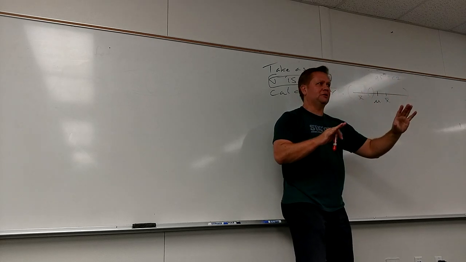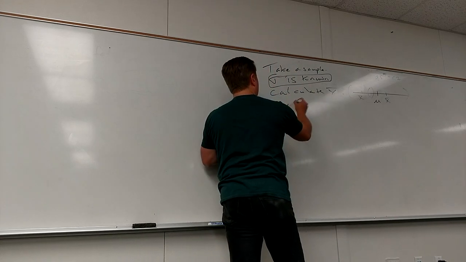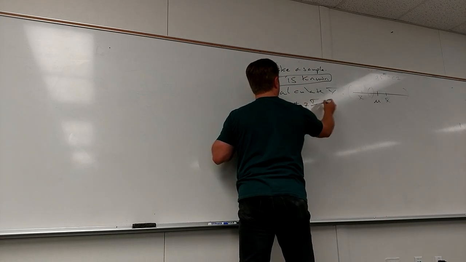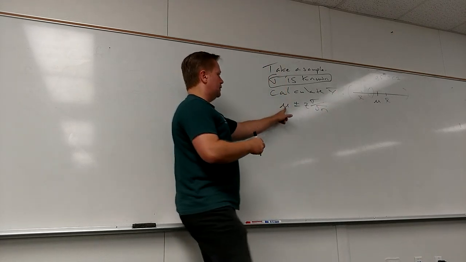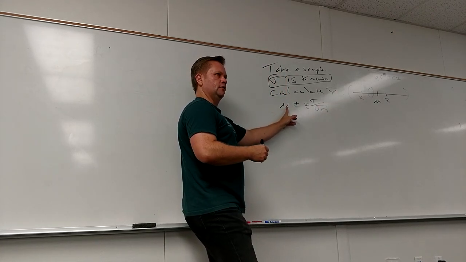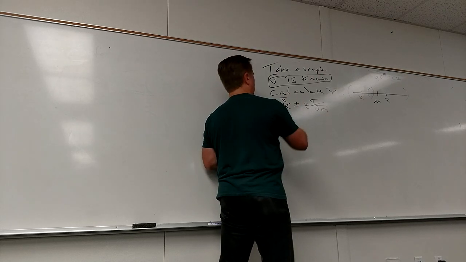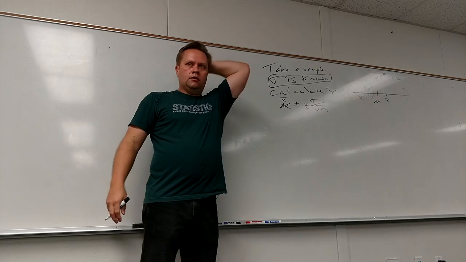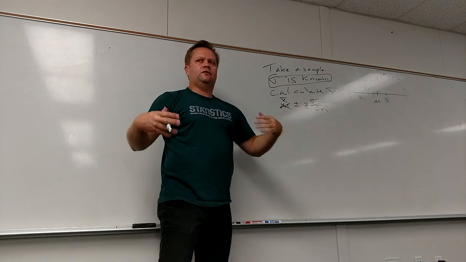Okay. So the one thing left to change in this formula is to replace this with our best guess. Make this x bar. So this is how you construct a confidence interval for a mean.